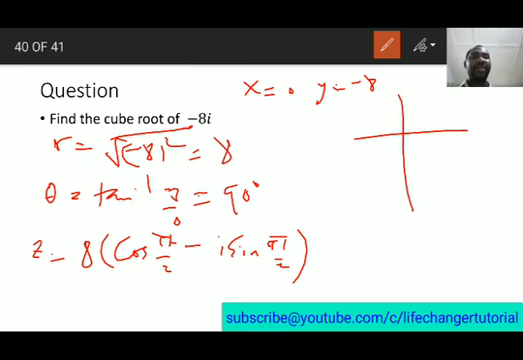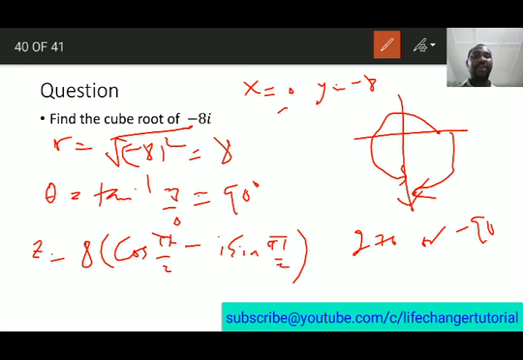So that means minus 8. Since there is no value for x, this is where minus 8 is, exactly here. So your argument will be from here to this point, which is 270 degrees, or from here to this point, which is minus 90 degrees. That means you're going to get either 270 or minus 90 degrees. I hope you've not forgotten that.